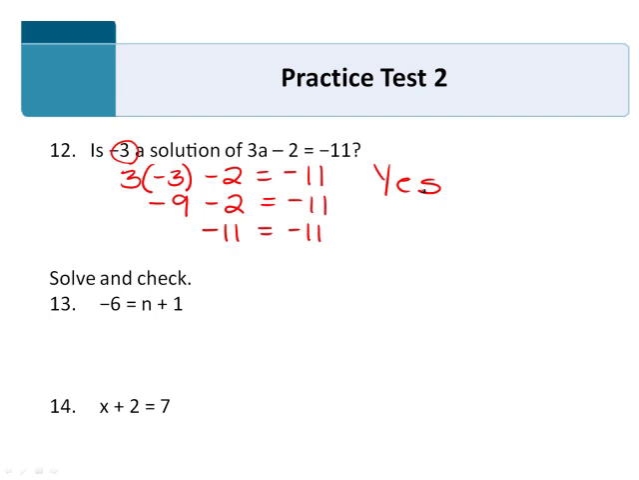Okay? All right, 13, most of the rest of the test is just equations to solve. So look at 13. Here's the n. We have negative 6 equals n plus 1. We want to get the n by itself. So I need to subtract 1 from both sides. So that's negative 7, that's what we get on the left, equals n, and the 1's canceled. So that's it. Number 14, x plus 2 equals 7. So to get the x by itself, we need to get rid of the 2. So subtract 2 from both sides of the equal sign, and x equals 5. Okay?